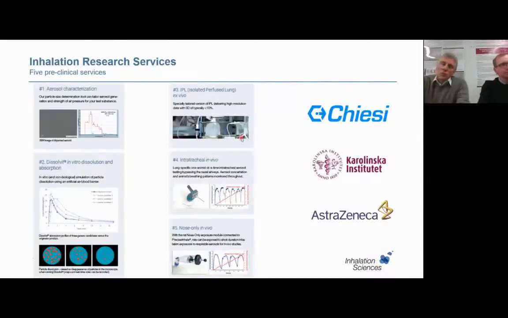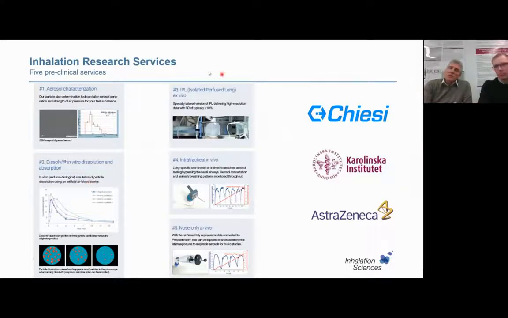And I just want to mention also that we offer services, research services. So all the information that our instruments can generate can be obtained in our lab in Stockholm. And we have had long-time cooperations with major pharmaceutical companies and research institutes in providing these services. So from aerosol characterization to in vitro dissolution data, in vivo, as Mikael described.